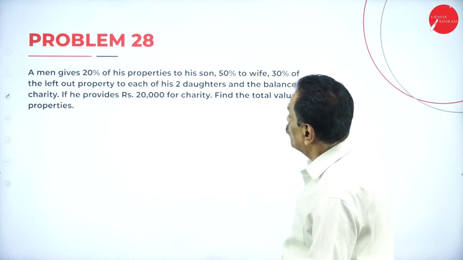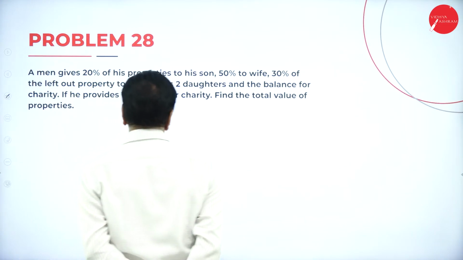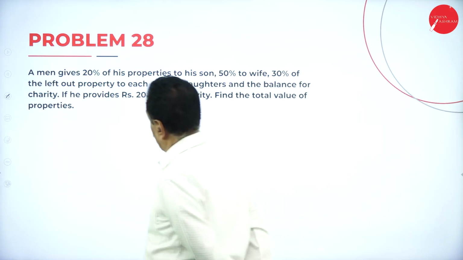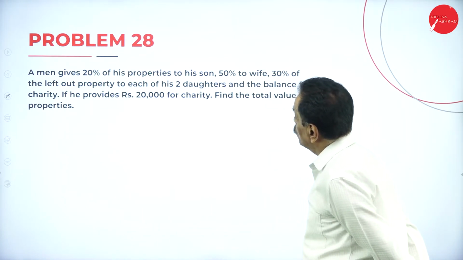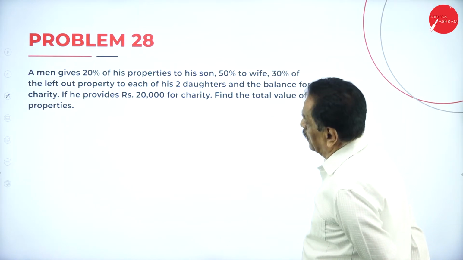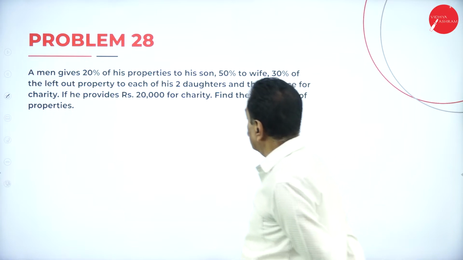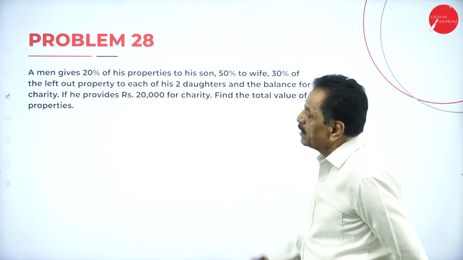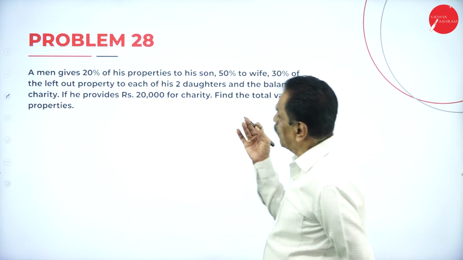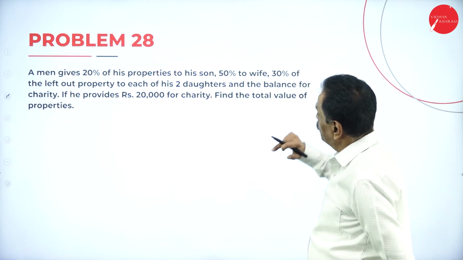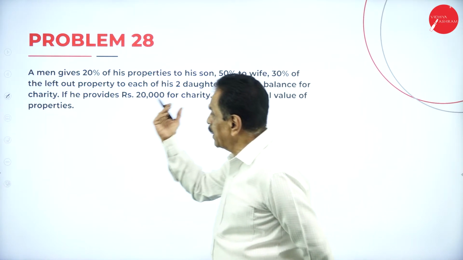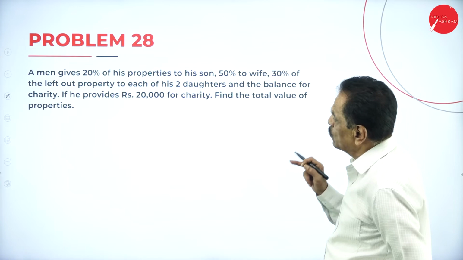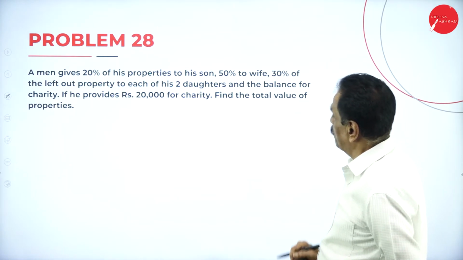A man gives 20% of his property to his son, 50% to his wife, 30% of the leftover property to each of his two daughters, and the balance for charity. If he provides rupees 20,000 for charity, find the total value of the property. I will repeat the question once more.